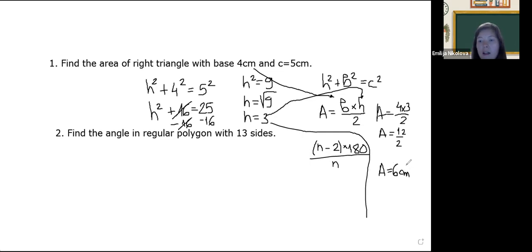Does anyone solve the second one? So the second exercise. This is like the last exercise that I was solving with the polygon. This is the formula. The upper part is for the sum of all the angles, and the lower part is for one angle, because they all have the same angles. So does anyone solve the second one?